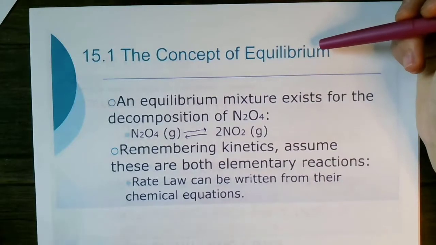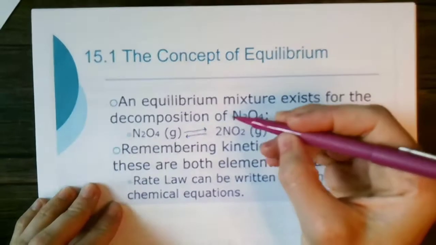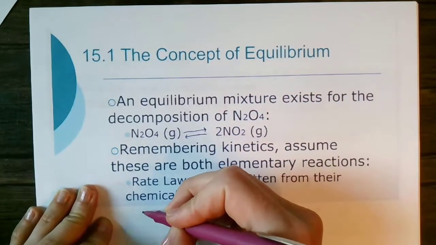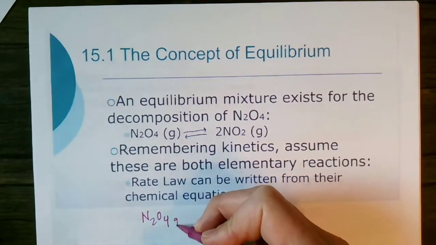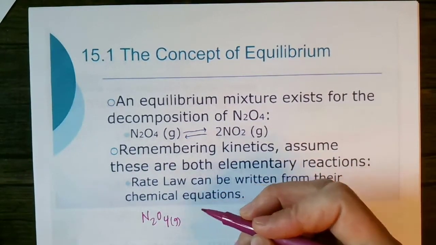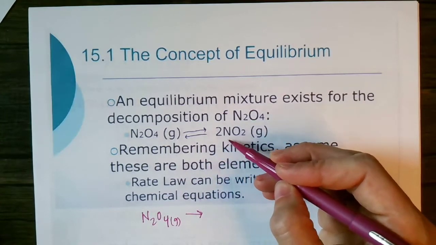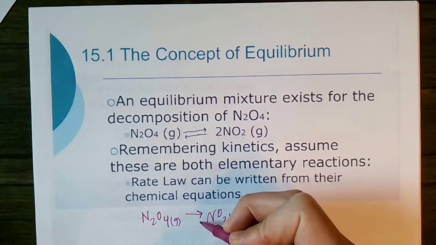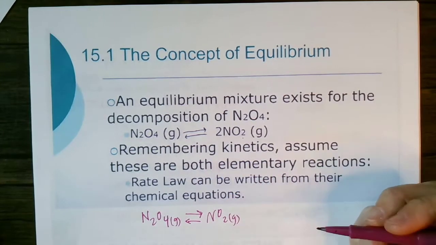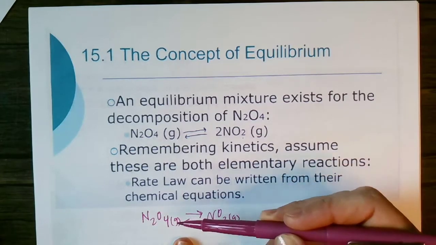So let's look at the concept of equilibrium. An equilibrium mixture exists for the decomposition of N2O4. So we have dinitrogen tetraoxide, and it is in the gaseous state. And it is decomposing into 2 moles of nitrogen dioxide, also in the gaseous phase. And it is in dynamic equilibrium. So we can see that the forward reaction is happening at the same rate as the reverse reaction.